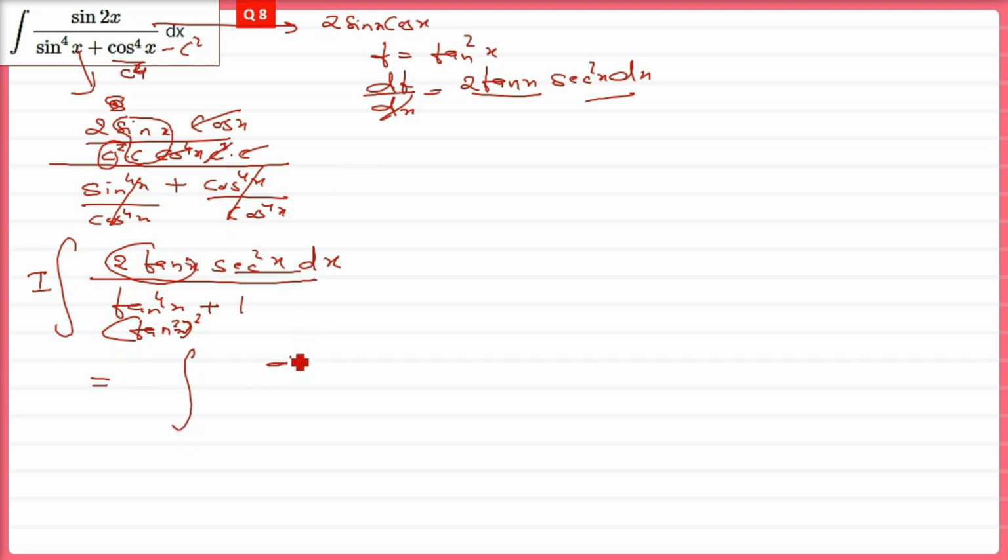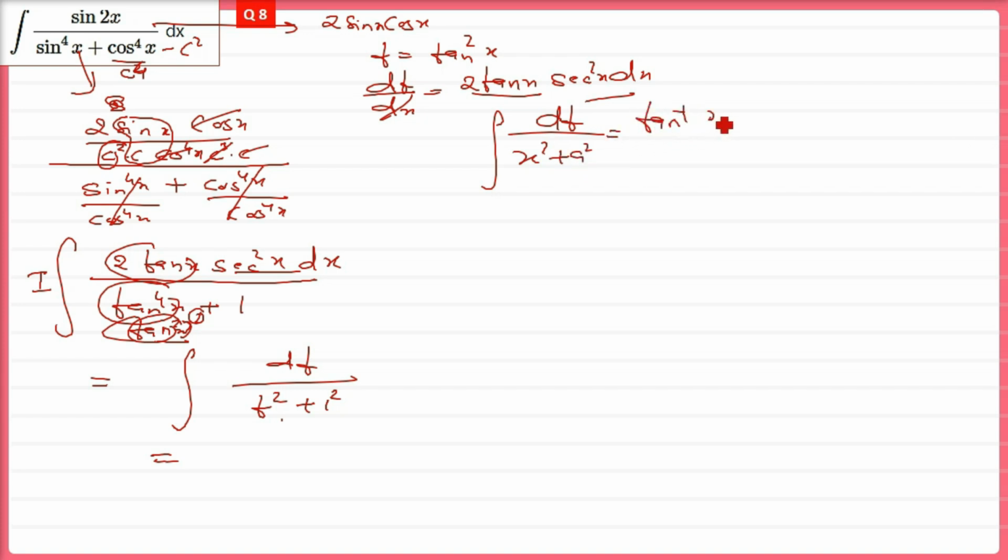Numerator has directly become dt. Denominator, because tan square x has been taken as t, this will be t square. So you have t square plus 1. So t square plus 1 I am writing here. Now you have a direct formula. What is the direct formula? It's dx by x square plus a square is simply 1 by a tan inverse x by a. That is the direct result. You already know about that, plus constant of integration.